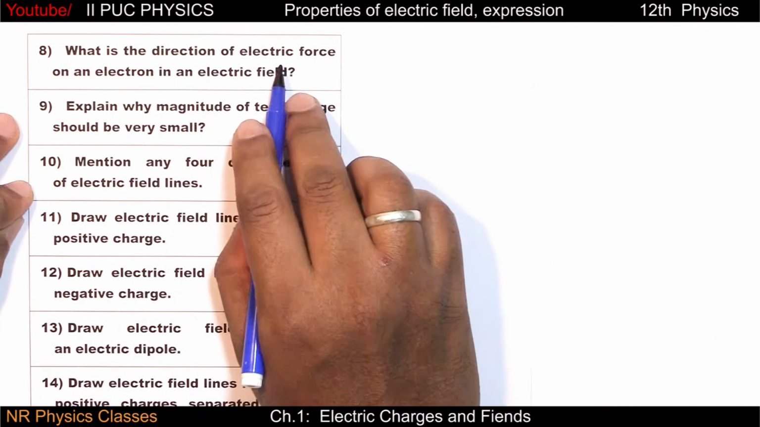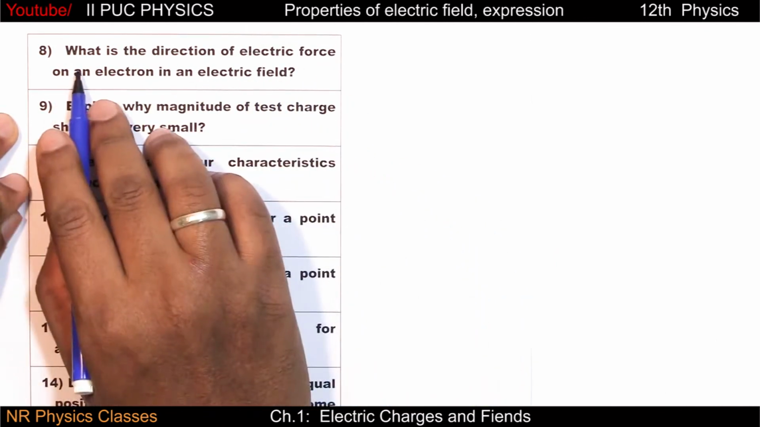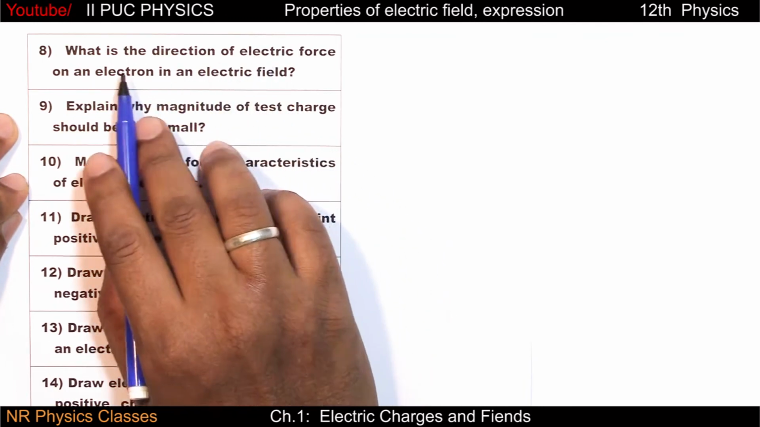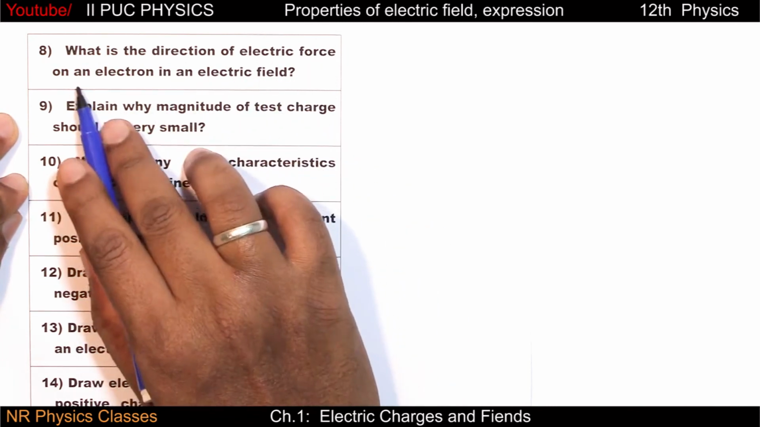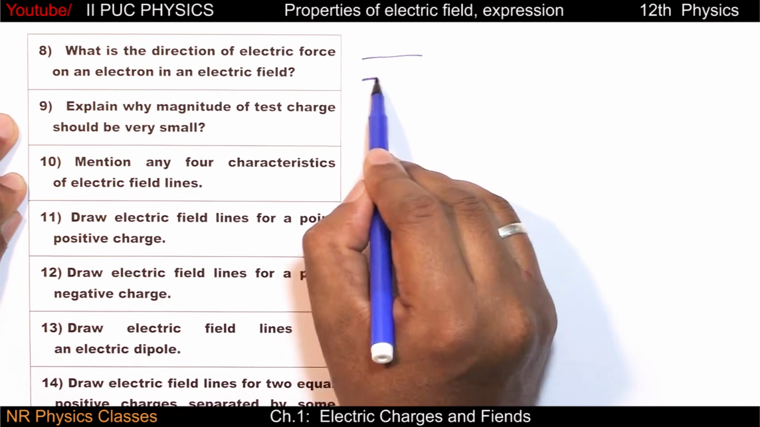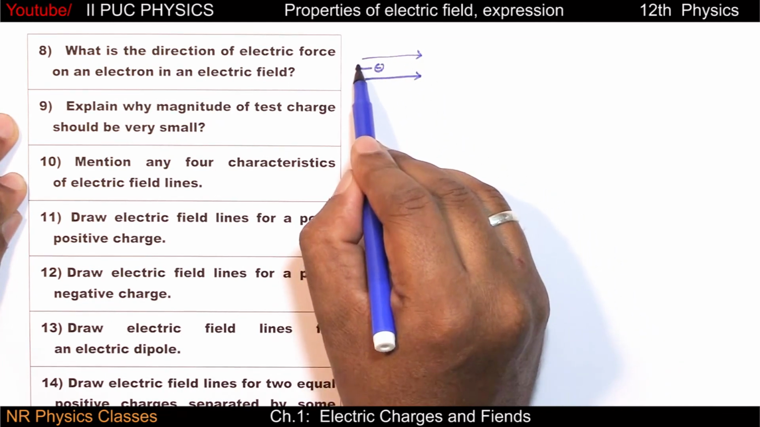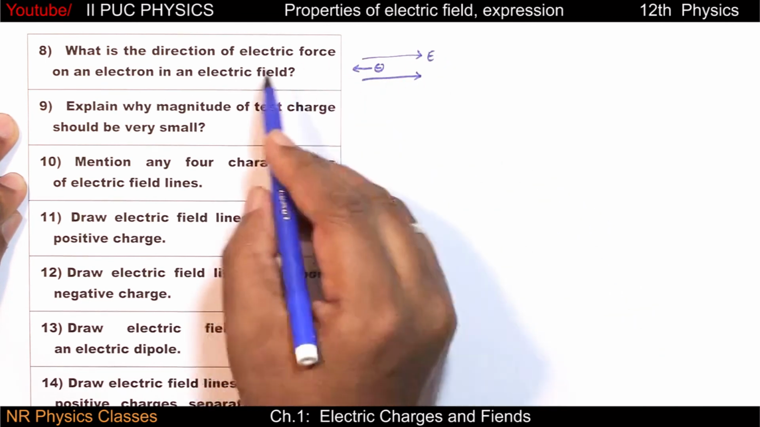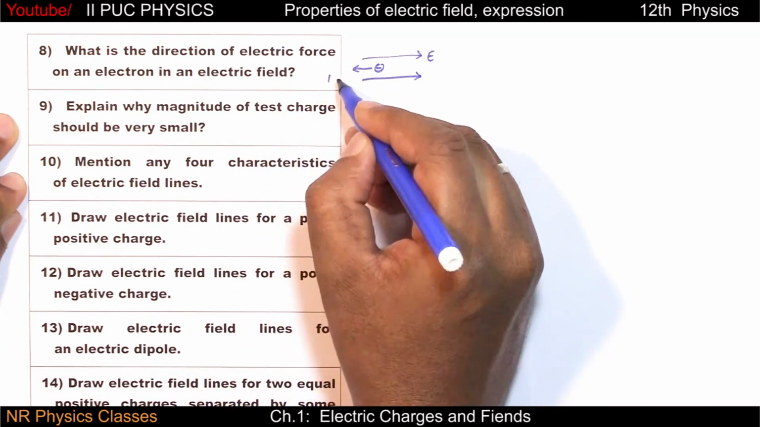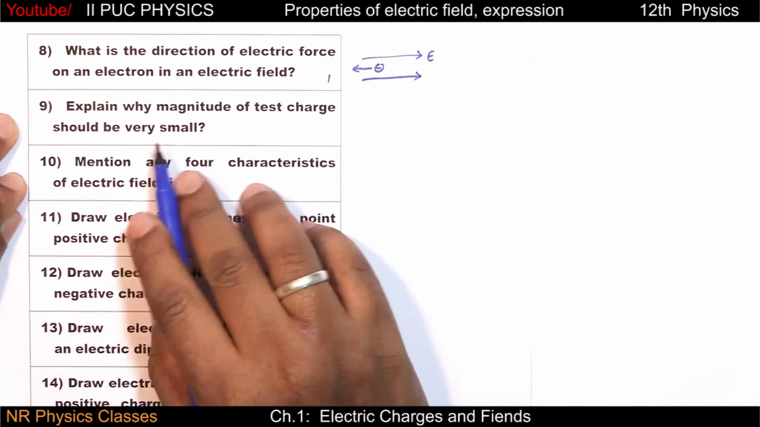What is the direction of electric force on an electron in an electric field? This is the electric field. The electron experiences force opposite to the direction of the electric field. So you can write opposite to the direction of electric field. 1 mark. Explain why the magnitude of test charge should be very small.